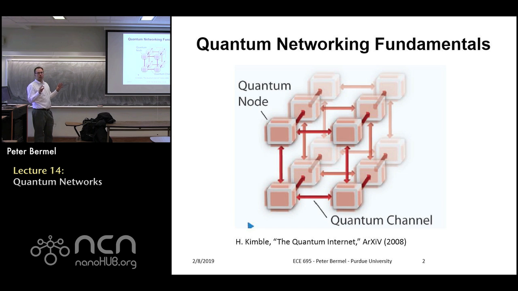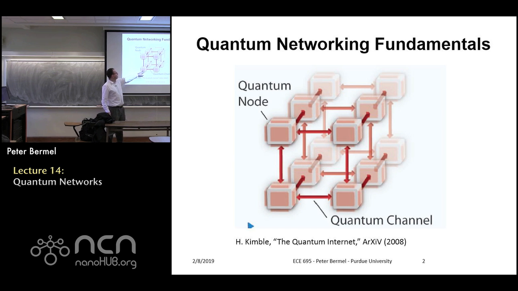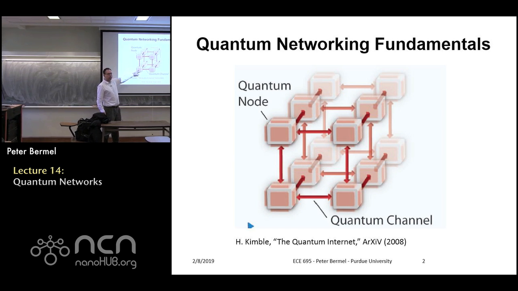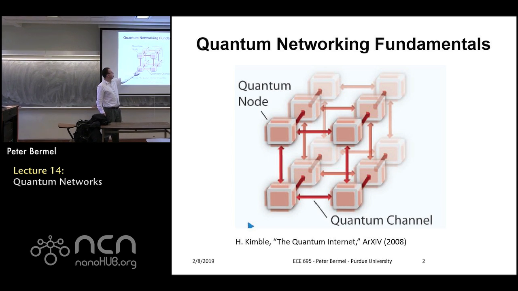This concept was proposed about a decade ago by Kimble. He's at Caltech. And basically, in a very simple sense, this is very analogous to the optical transport networks that we've grown to know and love over the last few weeks. But you can see there's a key difference, which is that instead of having classical nodes, like the nodes in the OTN, or optical transport network, we have quantum nodes. And instead of classical optical channels, we now have quantum channels.